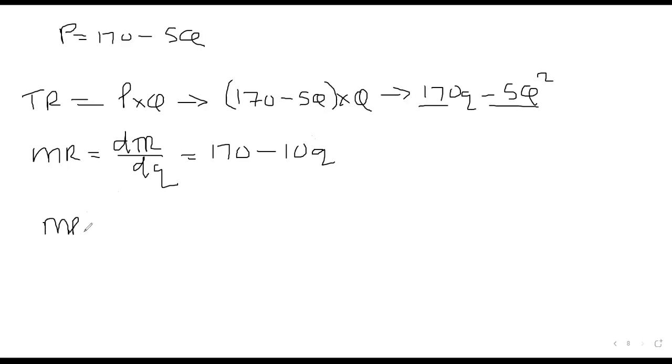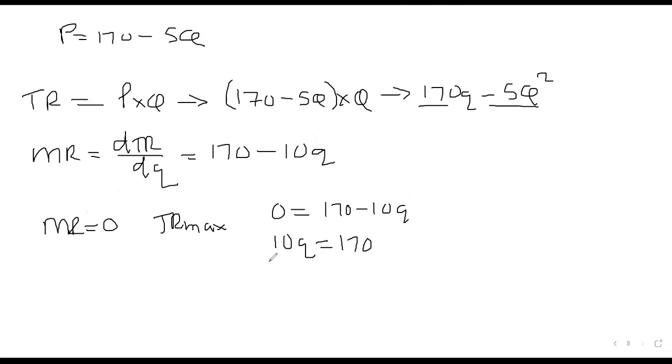Whenever we equate the marginal revenue to 0, what are we doing? We are maximizing the total revenue. So let's equate this to 0. To maximize is to find what? The price and quantity that will give you the highest revenue. So we find first the value of Q. So when this one comes this side, we're going to have 10Q is equal to 170. And divide both sides by 10, our Q is equal to 17.